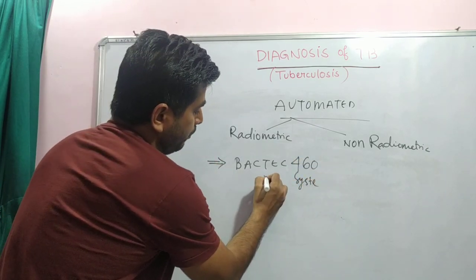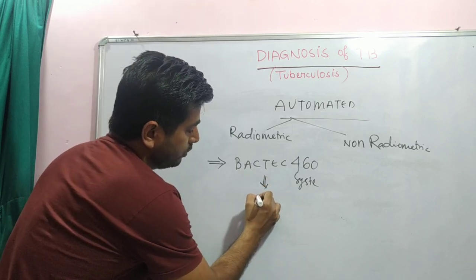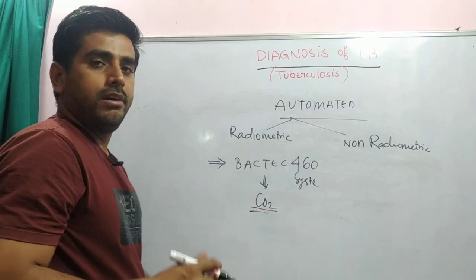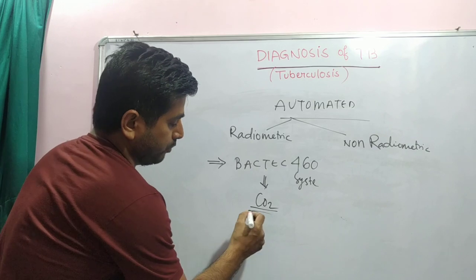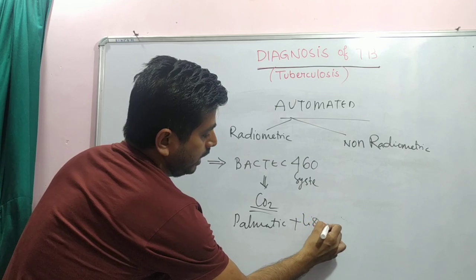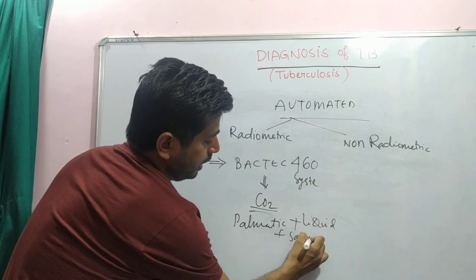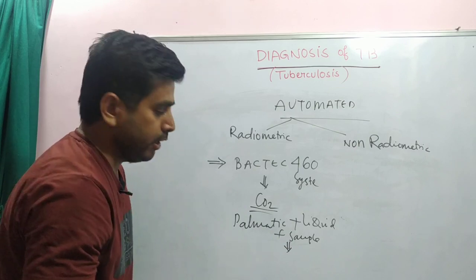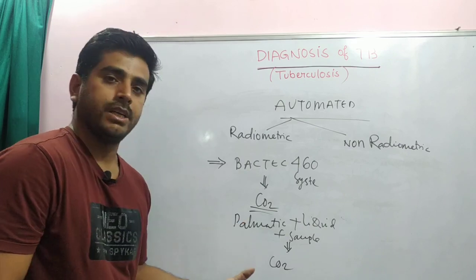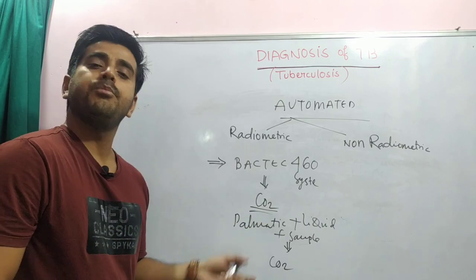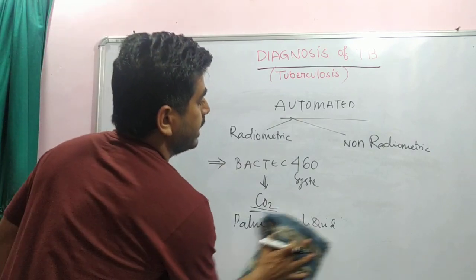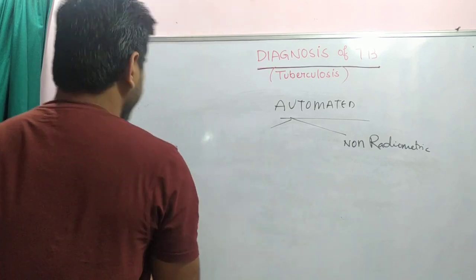Here, we see the release of radio labelled carbon dioxide, and we measure it. We use a radio labelled substrate, radio labelled palmitic acid, in liquid media, and we add the sample. If there is any growth, there will be release of radio labelled carbon dioxide, and we measure it. The amount of radio labelled carbon dioxide is directly proportional to the mycobacterial growth. So if the radio labelled carbon dioxide is more, the bacterial growth is more. This is the radiometric method.